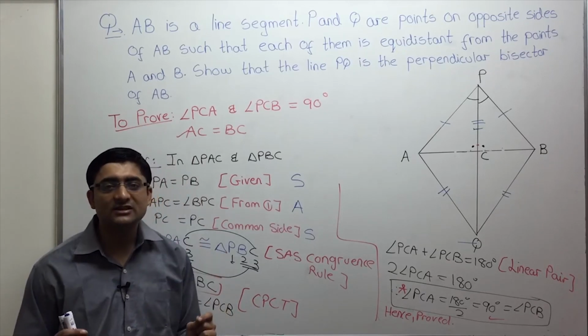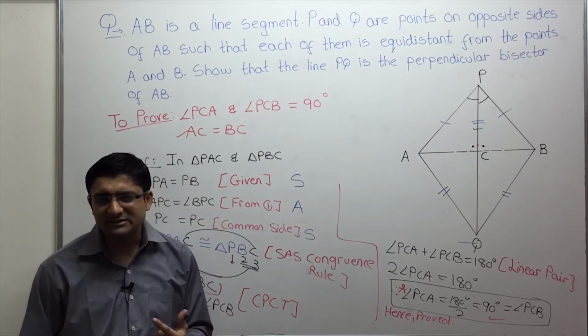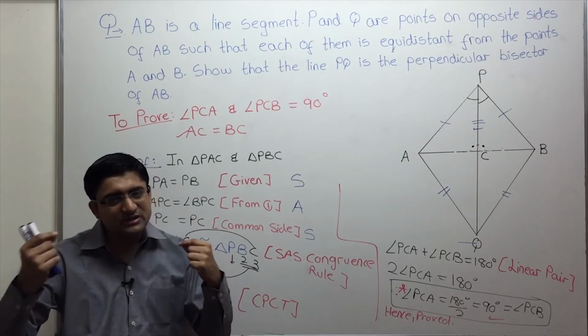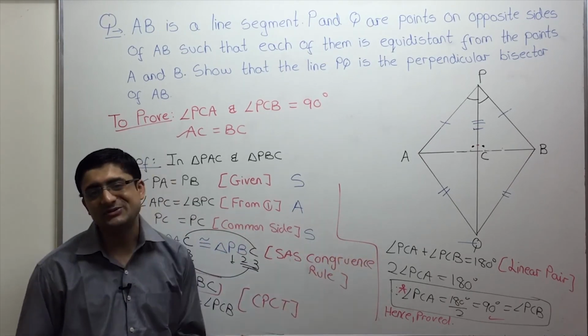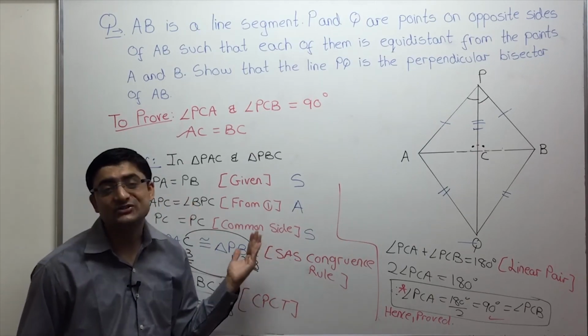So the thought process is very simple. Whenever you want to show corresponding parts as equal, basically search for triangles which have them as their parts, try to prove them to be congruent. By CPCT, you'll get your answer, right? So this is how you solve this question.